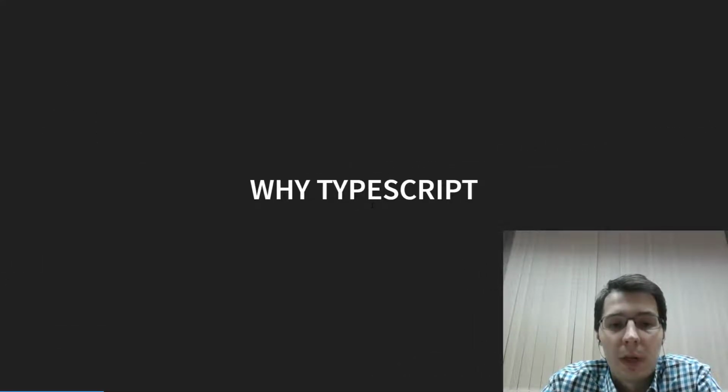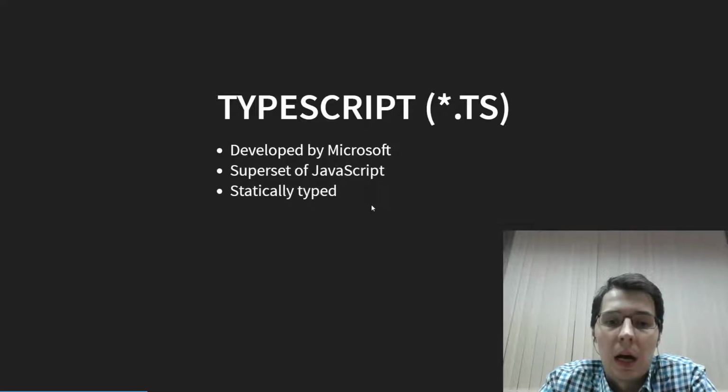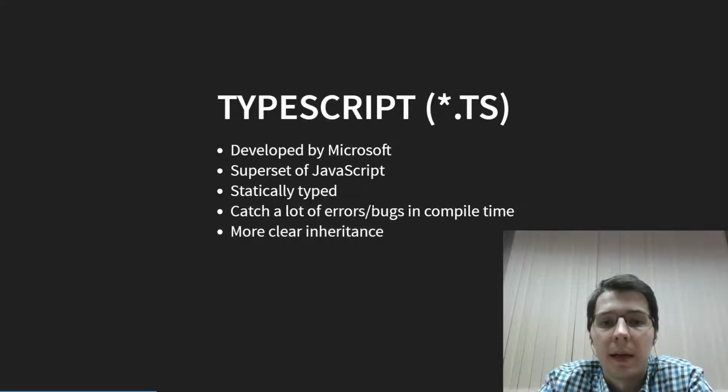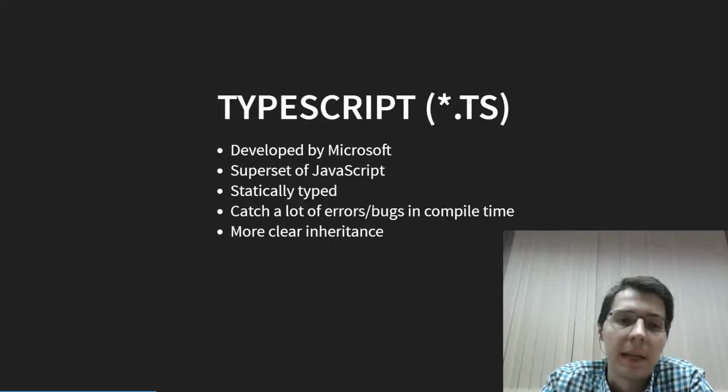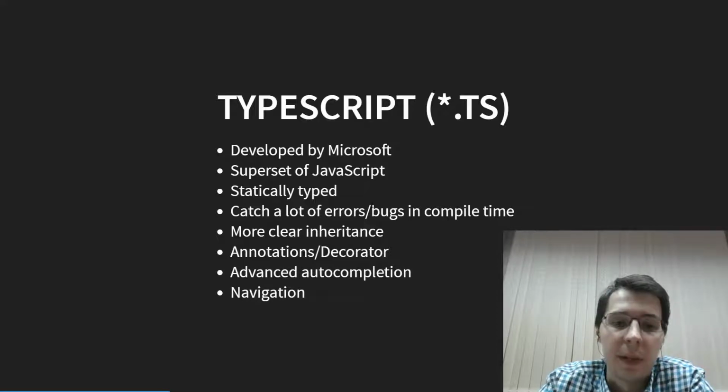Why TypeScript? TypeScript is a language developed by Microsoft, a superset of JavaScript, and its main feature is that it's statically typed. This gives you the ability to catch a lot of errors and mistakes, and find bugs during the compilation phase and not at runtime. Also, Angular provides clearer inheritance and some additional structures like decorators, and of course modern IDEs have better support for a statically typed language and give you autocompletion and better navigation.